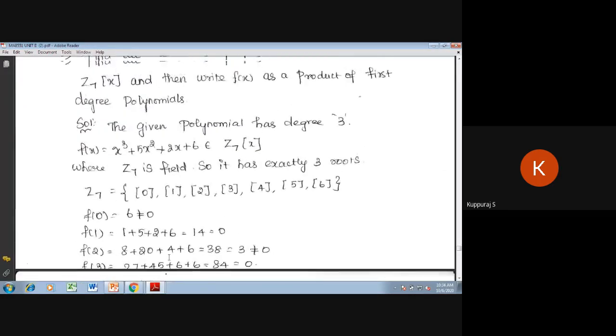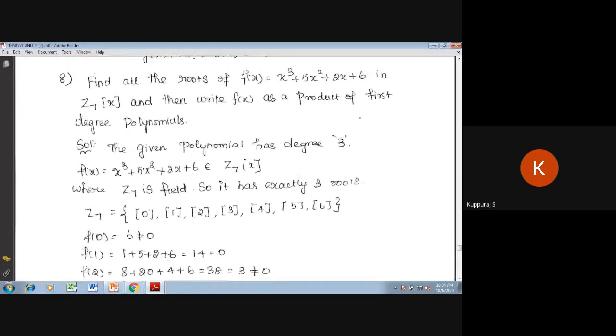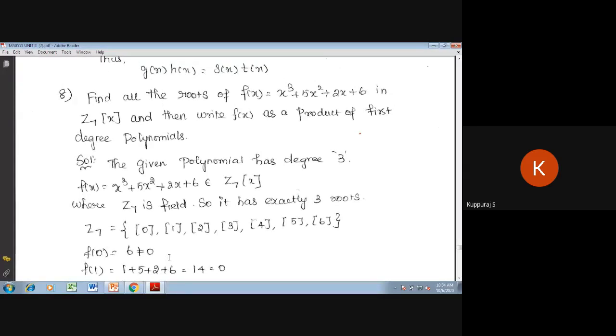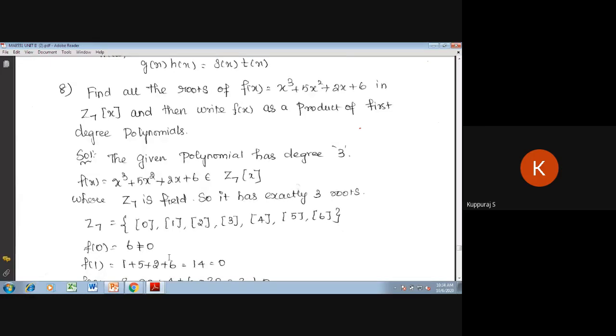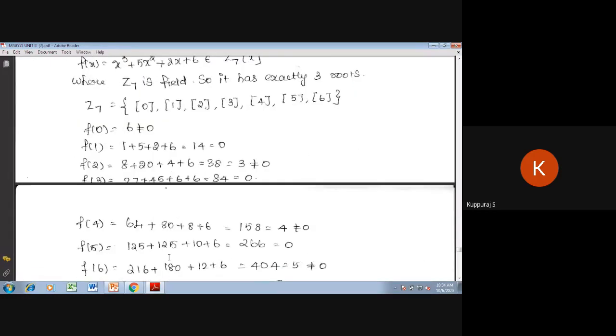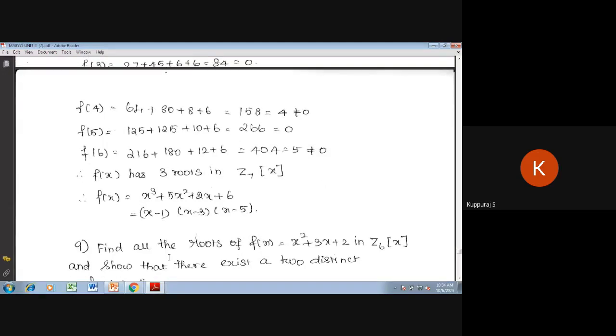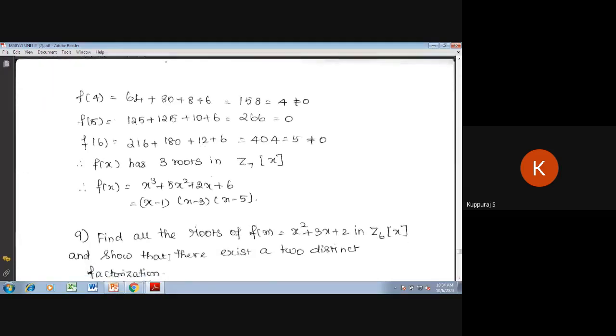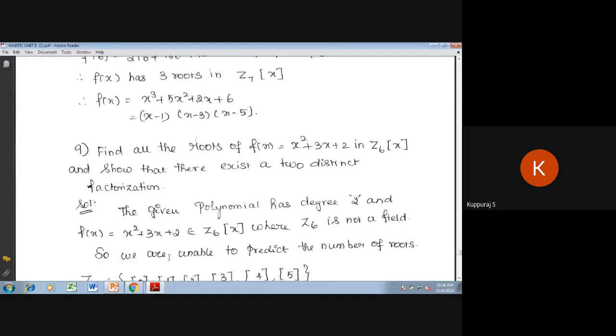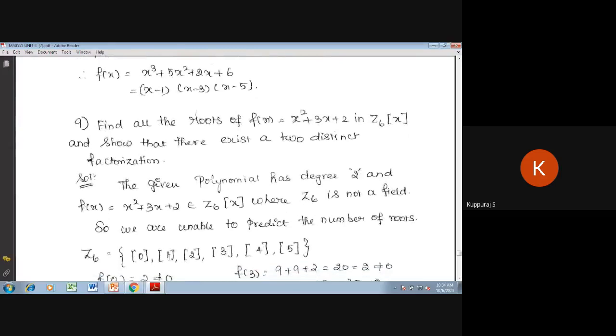In the question they have asked to express f of x as a product of first degree polynomials. After finding the roots, the given polynomial is expressed as the product of linear polynomials, linear factors. So in continuation, the next problem: find all the roots of f of x.